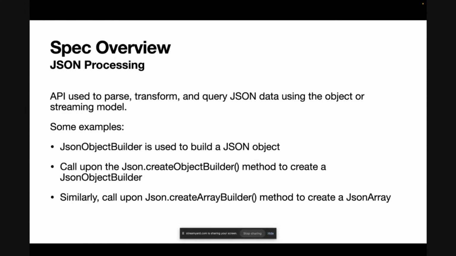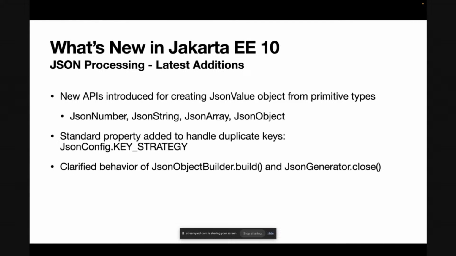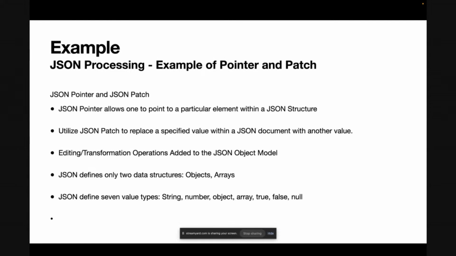You can call upon the object builder method to create a JSON object builder. And similarly, you can call upon the create array builder method to create a JSON array. Some of the latest additions to JSON processing are new APIs for creating JSON value objects from primitive types. We also have a standard property added to handle duplicate keys if they're found. And there's clarified behavior of JSON object builder build and JSON generator close.